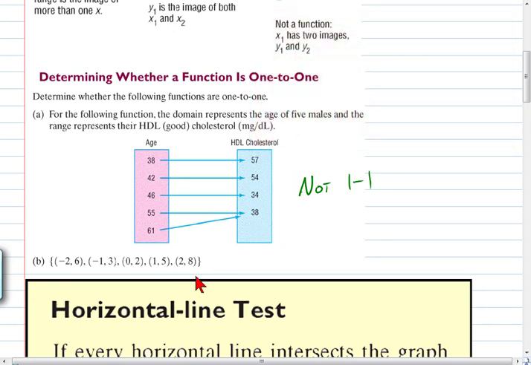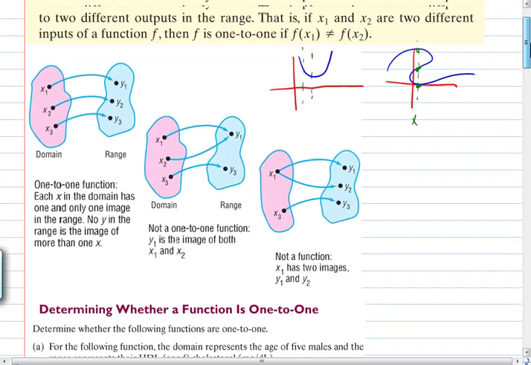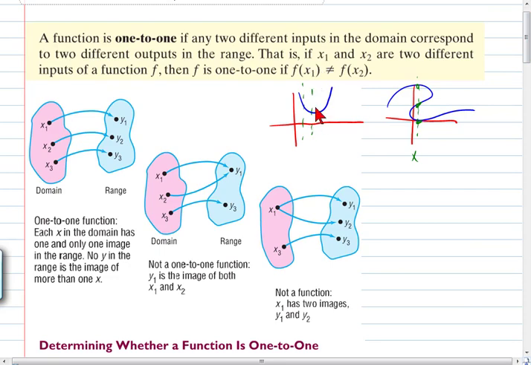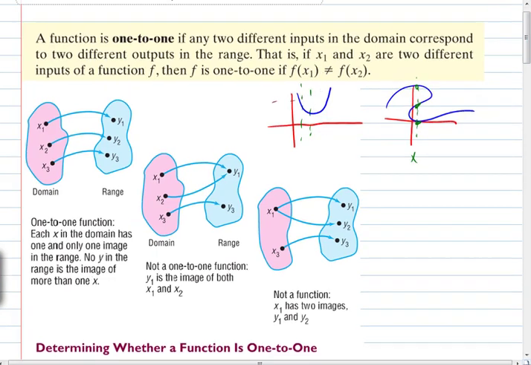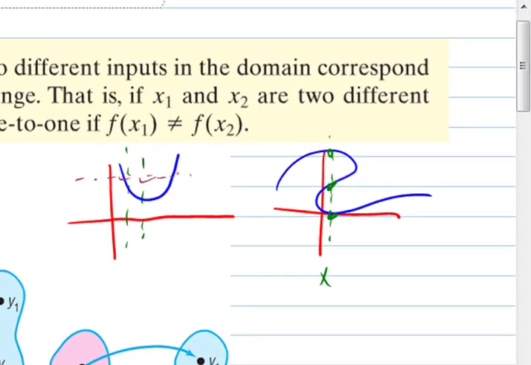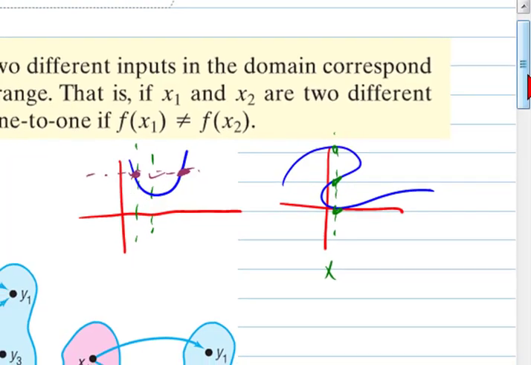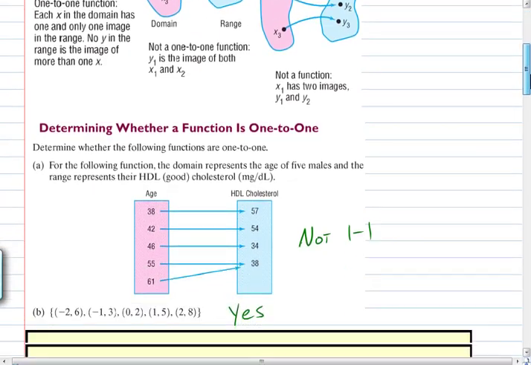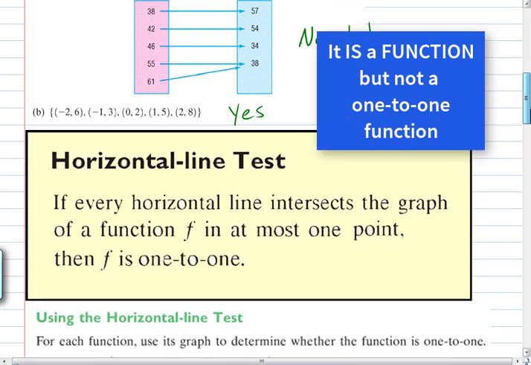So would B represent something that is one-to-one? Yes, it would. This is one-to-one. The way you can tell if you have a graph, this we said is a function, but it's not one-to-one because it fails what's called the horizontal line test. Because if I draw a horizontal line, and I have 2 points there, that means that there's a value of y that's mapped to two different values of x. So we would have something that's not a function.